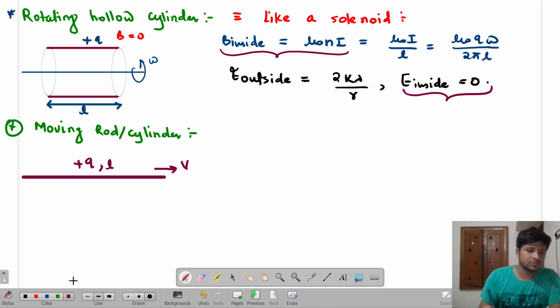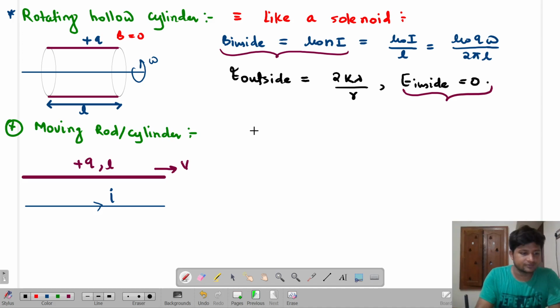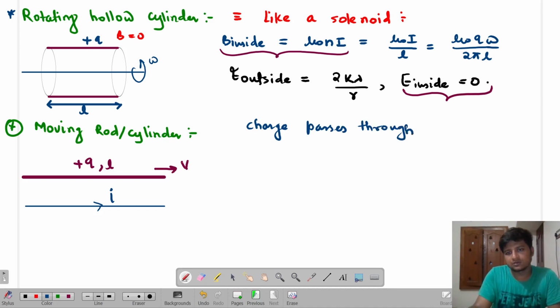Okay, so let us see. Basically, if you look over here, this charge is moving with some velocity. So that means the direction of current is along this side, isn't it? Correct? So the question arises, what is this amount of current? Let's suppose some charge passes through, what will be that? Can you tell me what is the amount of current?